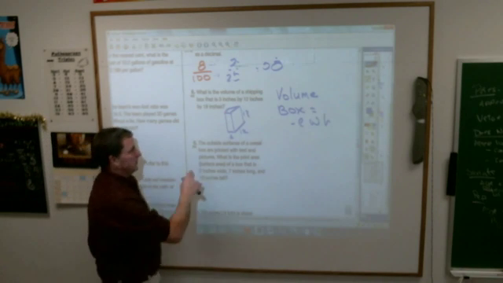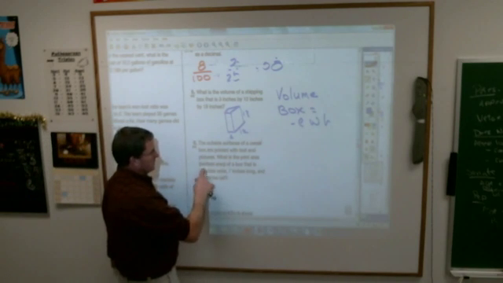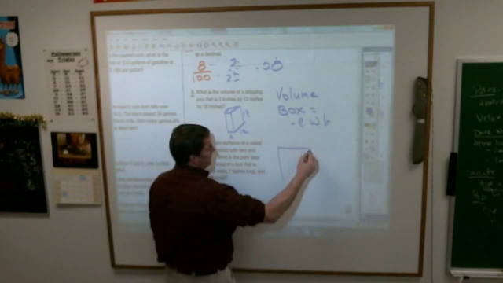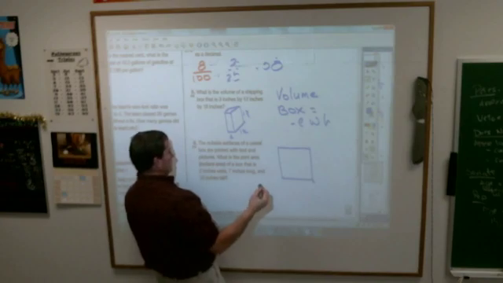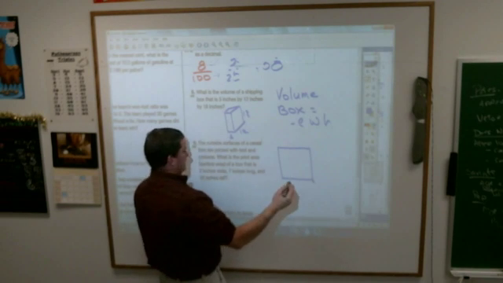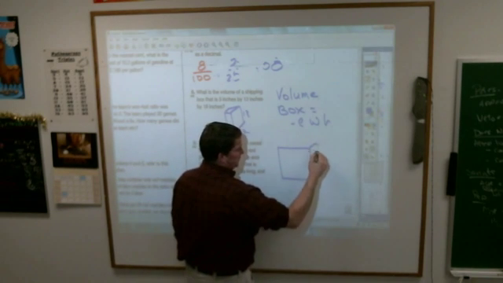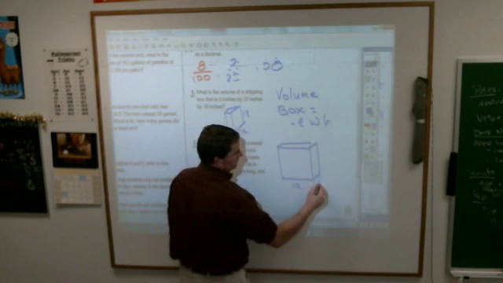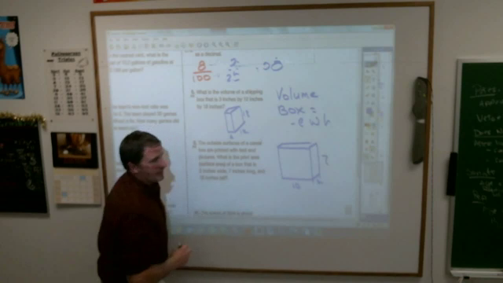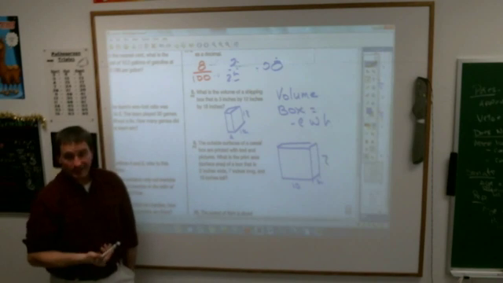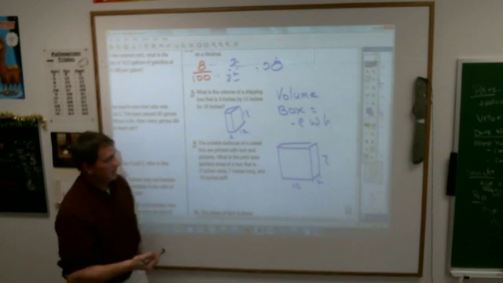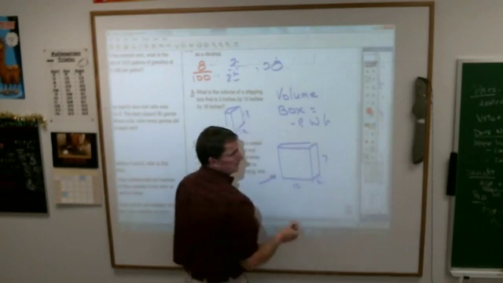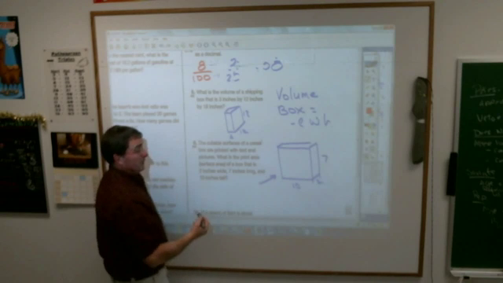Now this one, it said, what's the outside surface? What is the surface area of the box? So again, you would draw the box. This is 10 inches by 2 inches by 7 inches. What does surface area mean? It's the area of all the sides. How many sides does this shape have? Every box has 6 sides, so I would write those down.